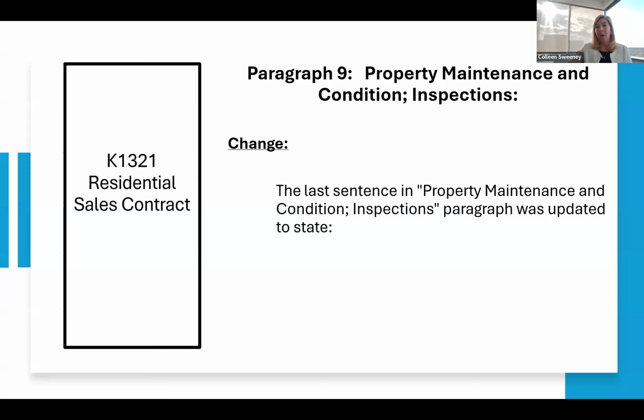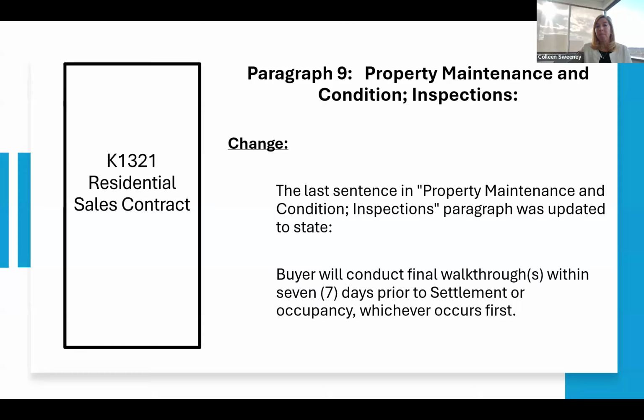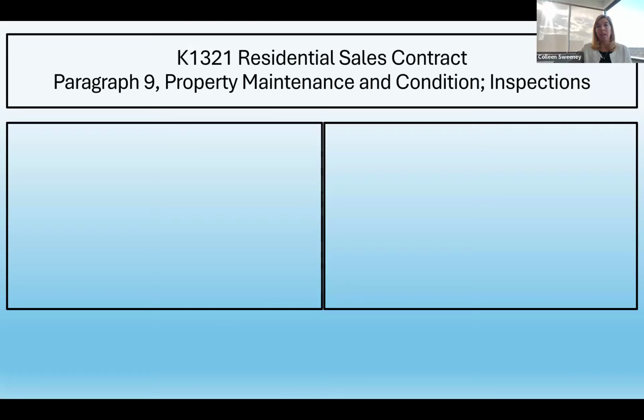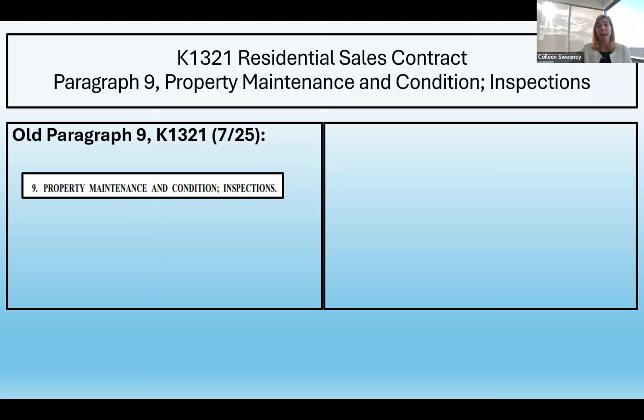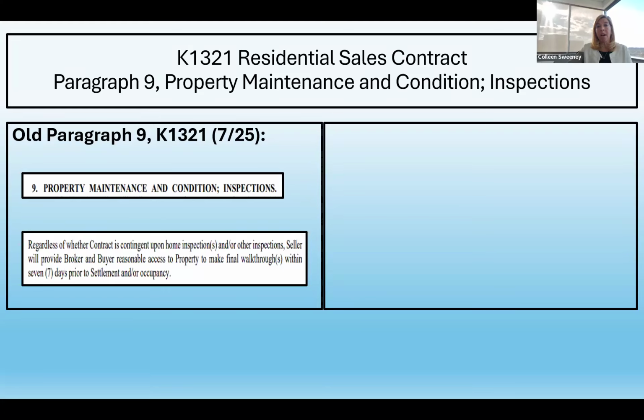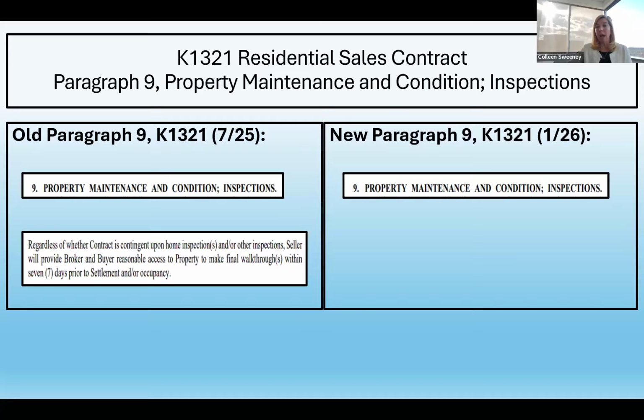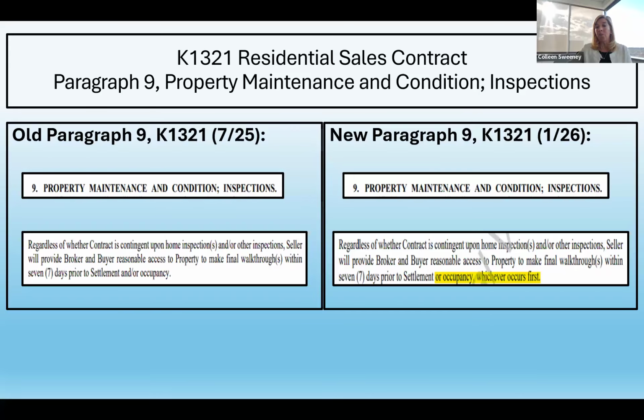The last sentence in the property maintenance and condition inspections paragraph was updated to state, the buyer will conduct the final walkthrough within 7 days prior to settlement or occupancy, whichever occurs first. So what does this actually look like? Well, the contract from the old paragraph 9 from the July of 25 version looked like this. And now it's going to have this, what I've highlighted there is what's been added, or occupancy, whichever first occurs.